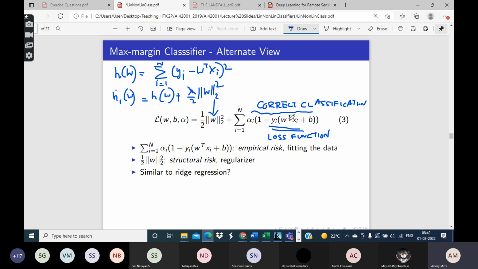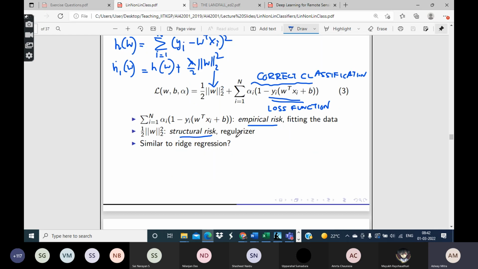This part is ensuring the correct classification, and this term is regularizing W by preventing overfitting, as you said, by making sure that none of the elements explode. This term is sometimes called the empirical risk, and this term is sometimes called the structural risk. Okay. So this is just an alternative view of the SVM classifier.